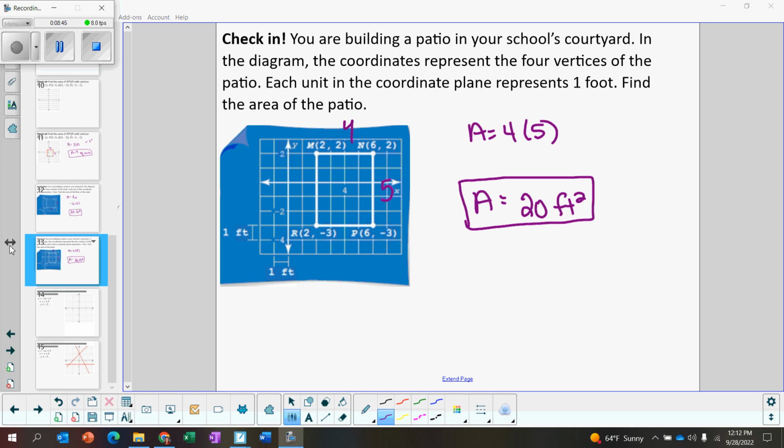So that really ends our lesson. If you'd like to stick around to see the challenge problem, you can continue watching. Otherwise, that is it for section 1.4.